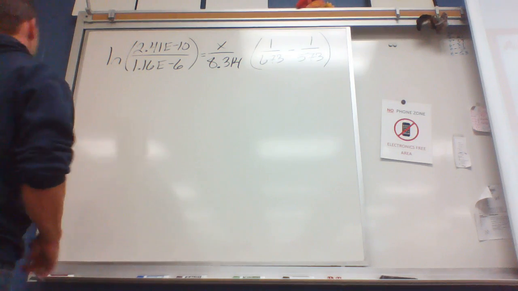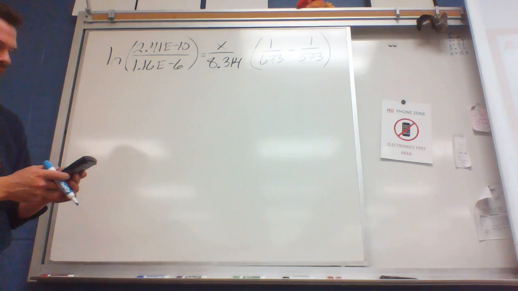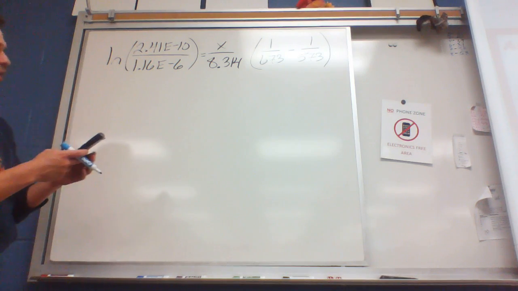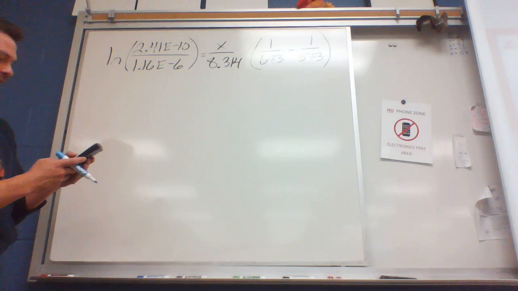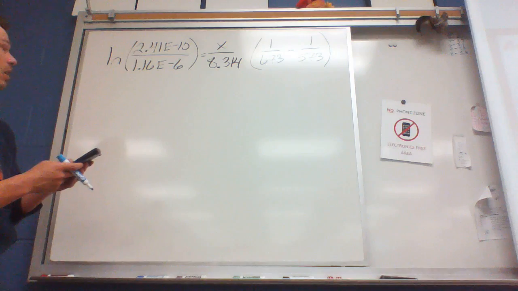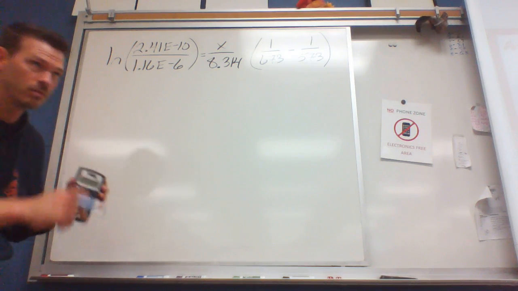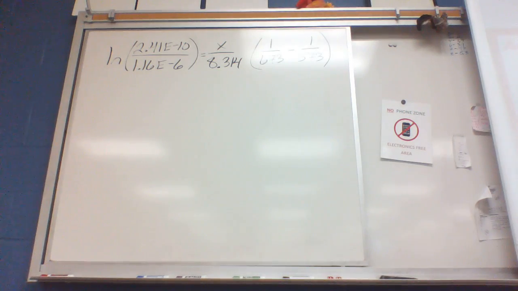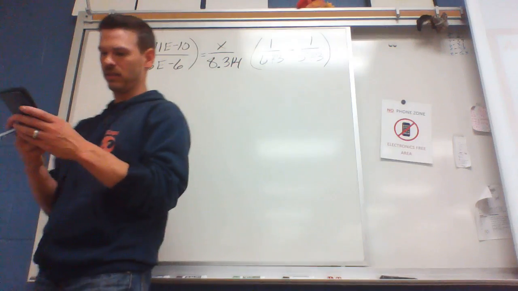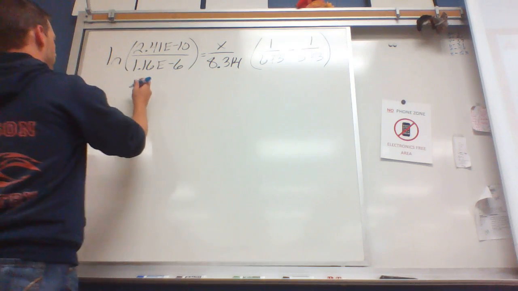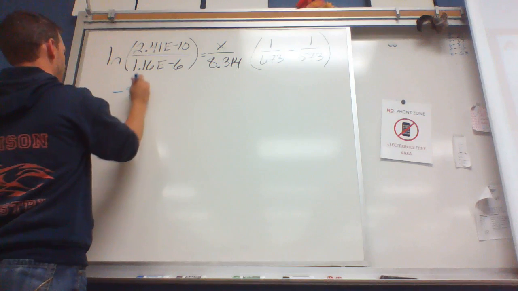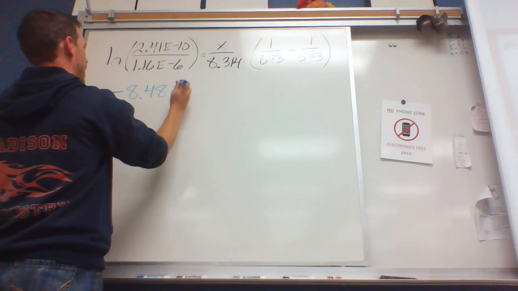The natural log button, if you're on one of my cheapy calculators, is the third one down. So I'm going to go natural log of 2.41 E negative 10 divided by 1.16 E negative 6. It says LN, you know where it is, it's under log. And I'm going to get over here negative 8.48.